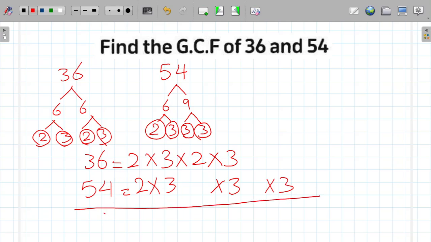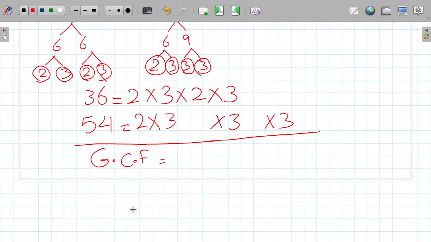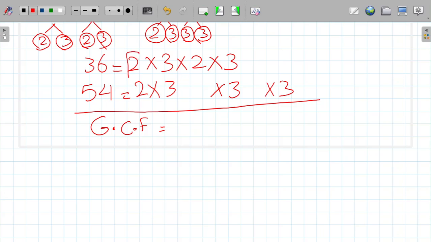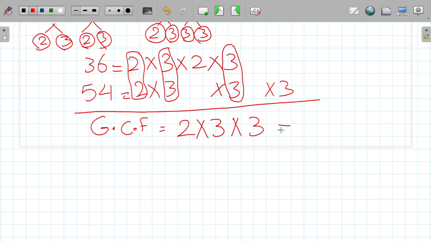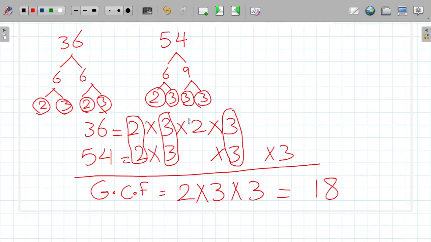So the greatest common factor here: I have 2 as a common factor and 3 as a common factor, and also I have another 3 like this. So it will be 2 by 3 by 3. So it will be 18, because 2 by 3 equals 6 and 6 by 3 equals 18. So the greatest common factor between 36 and 54 is 18.